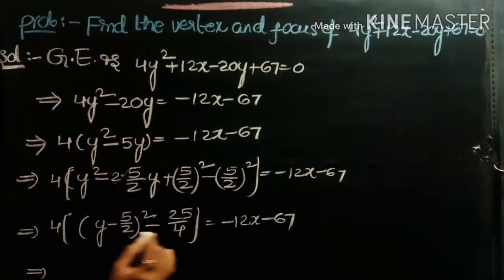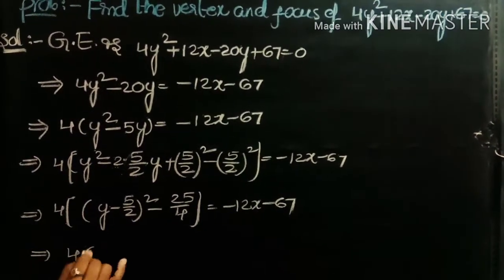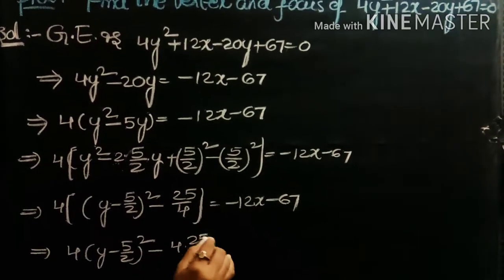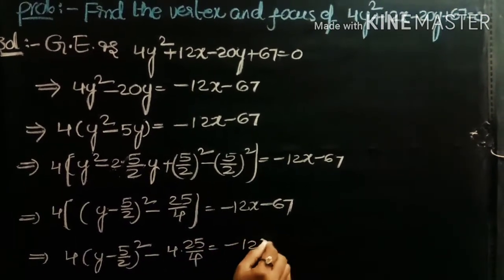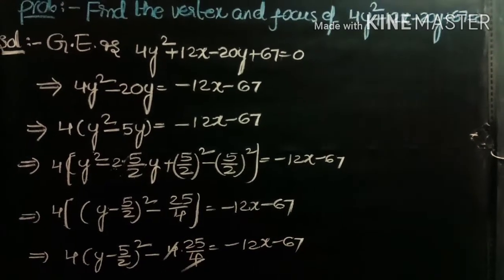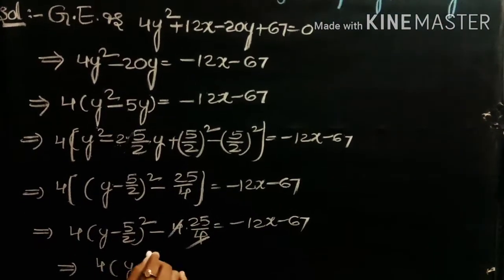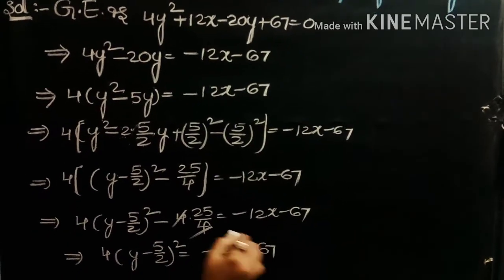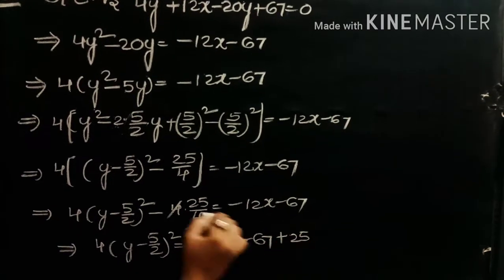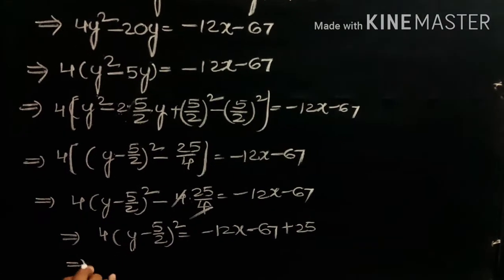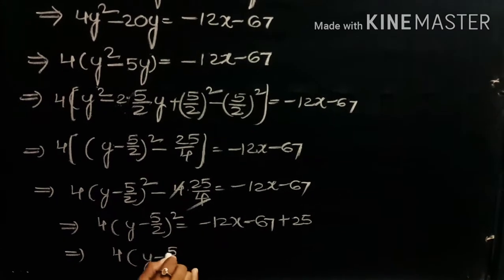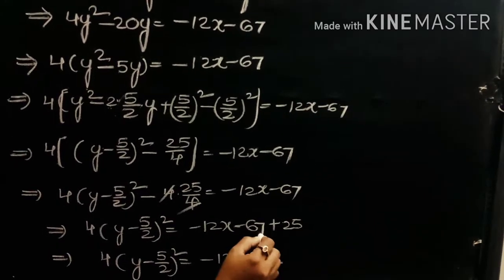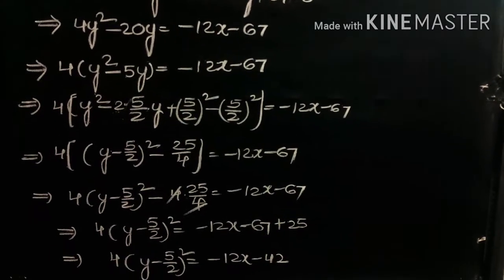Now multiplying these two terms by 4, this is 4 into y minus 5 by 2 whole square minus 4 into 25 by 4 is equal to minus 12x minus 67, which implies 4 into y minus 5 by 2 whole square is equal to minus 12x minus 67 plus 25. Writing this minus 25 to that side, that becomes plus 25, which implies 4 into y minus 5 by 2 whole square is equal to minus 12x minus 42, since minus 67 plus 25 is minus 42.